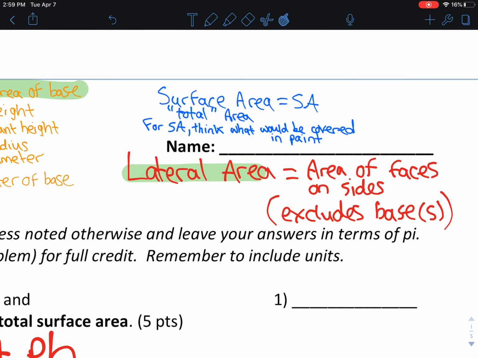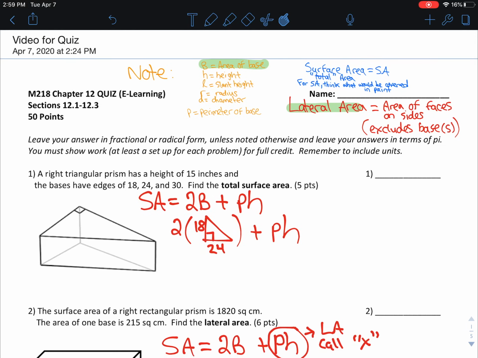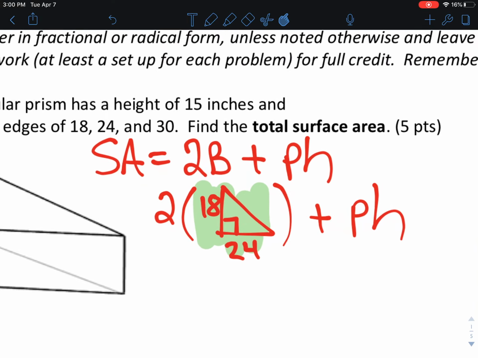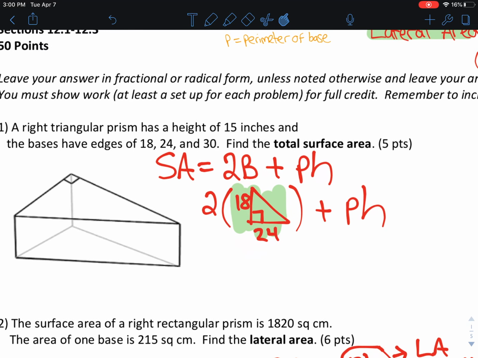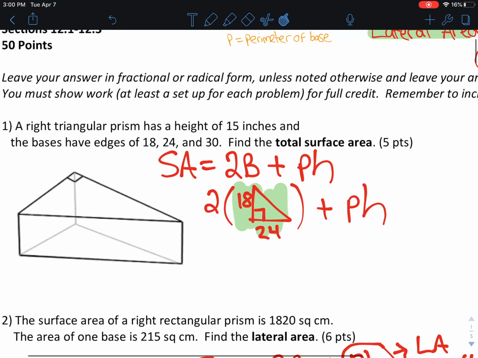All right, let's go ahead and look at number 1. I want to make a quick note about it. Most of you got it right, but I think the couple of people who got it wrong did this part wrong. I think you're finding the area of the triangle and you maybe used 30 by accident. Understand the height and the base can be interchangeable there. Like 24 can be the height and 18 can be the base. But understand those are the numbers that you want to use to find the area of the triangle.